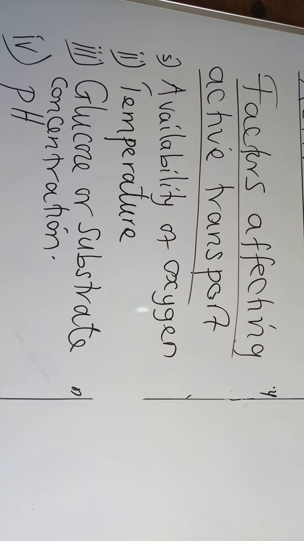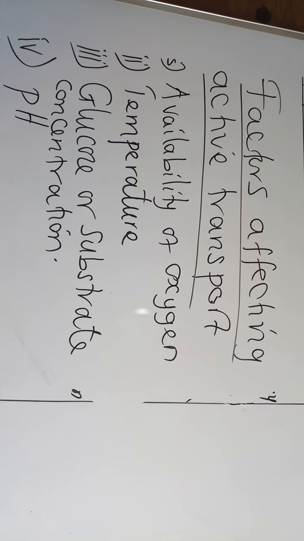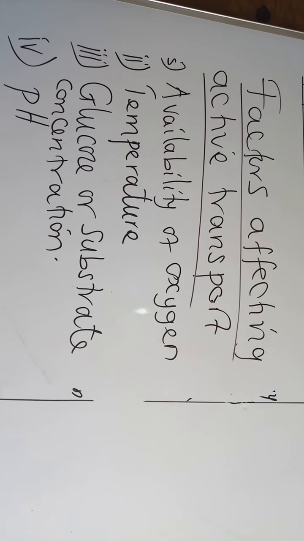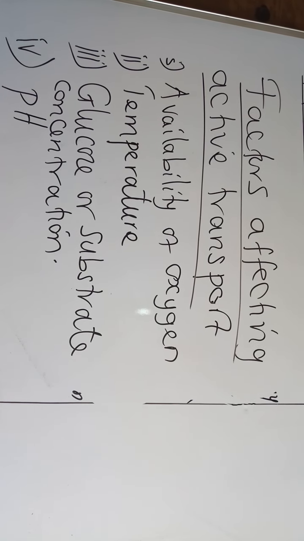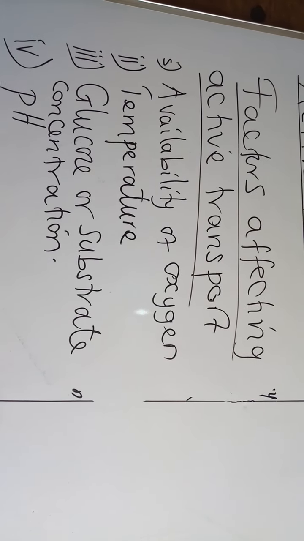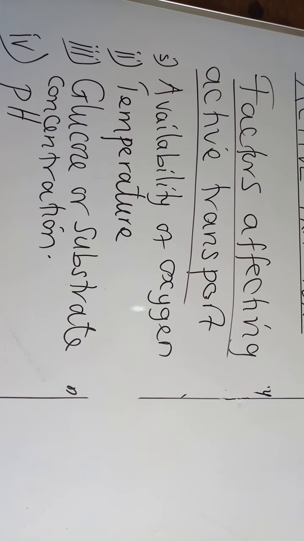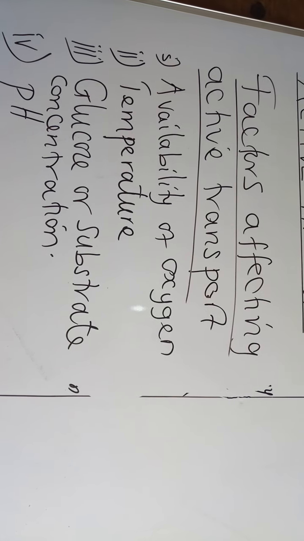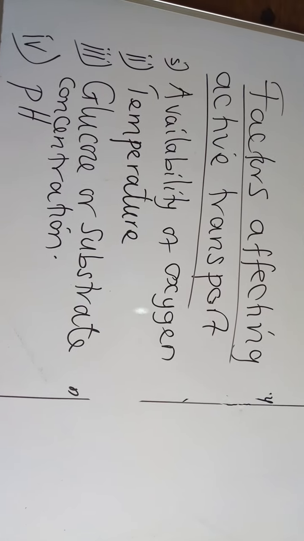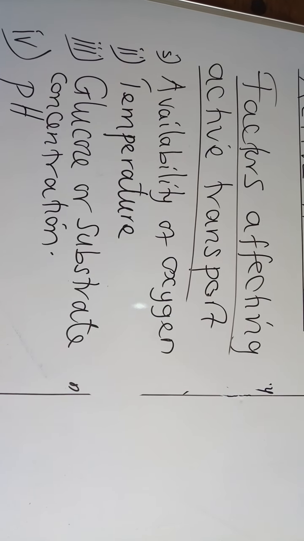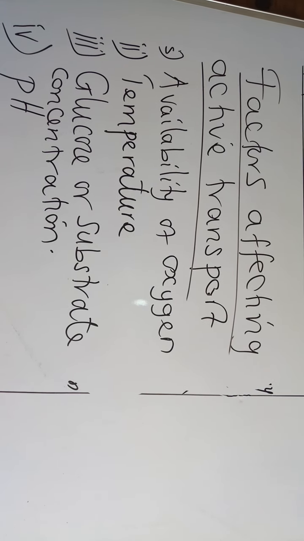When pH is too high, the rate of active transport will also be slow, because at high pH, most of the enzymes will not be able to catalyze reactions, which in this case is respiration, and therefore a small amount of energy is produced. That means for active transport to operate at its optimum level, pH must be at around 6 up to a maximum of 8.